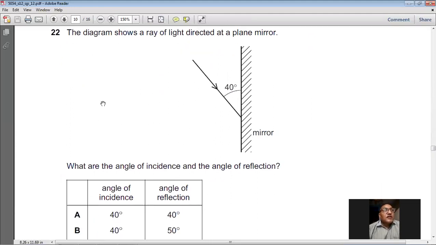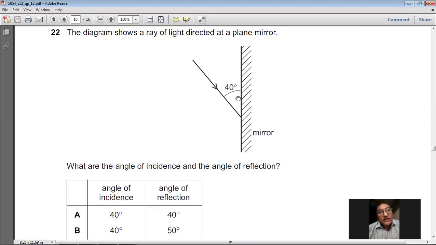Okay. The diagram shows a ray of light directed at a plane mirror. The incident ray is making a 40 degree angle with the surface of the glass. It's not the angle of incidence, remember. What are the angle of incidence and the angle of reflection? To find the angle of incidence, you have to draw a normal here. A normal is a line which will make a 90 degree angle with the surface of the glass at the point of incidence. So if I draw a normal here, the angle of incidence is the angle between the incident ray and the normal.